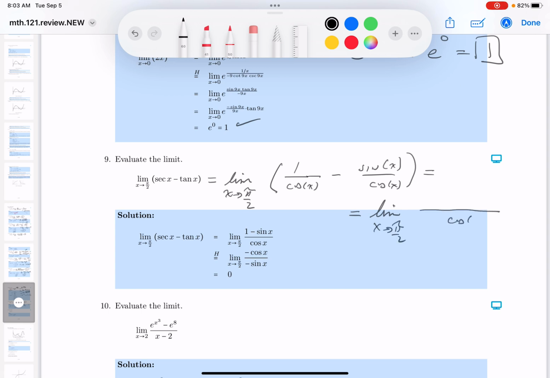You get cosine of x. And on top you get 1 minus sine of x. And certainly a variety of things I could do with this, but right now I'm just looking at it. And I'm going to try to do it without L'Hopital's rule.